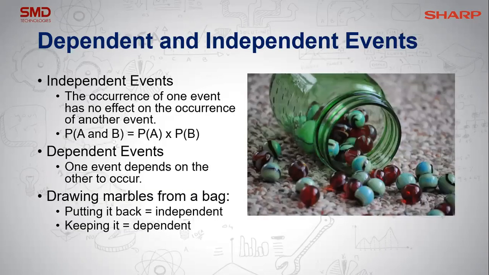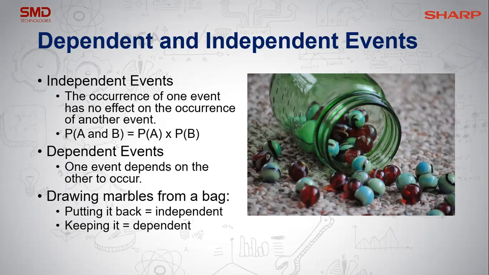Okay, then we also have dependent and independent events. Okay, so an independent event means that the result of one event has no effect on the next event's result. Okay, whereas a dependent event is when the result of one event does affect the result of the next event afterwards.